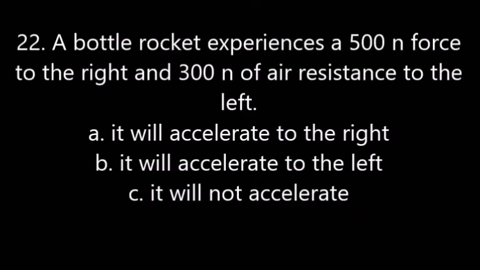Number 22. A bottle rocket experiences a 500 Newton force to the right and 300 newtons of air resistance to the left. A. It will accelerate to the right. B. It will accelerate to the left. Or C. It will not accelerate.